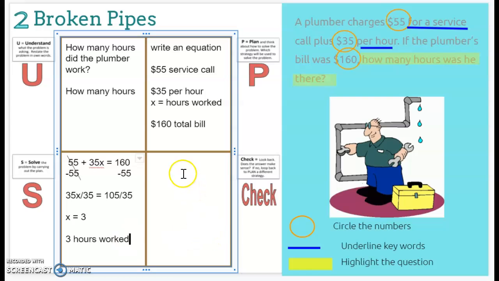Okay, so I need to check that just to make sure I got it correct. I want to check. And so I'm going to take that 3, when I say x equals 3, I'm going to rewrite this equation right here over here. So I have 55 plus 35x equals 160. And now I'm going to plug in where my x is. I'm going to plug in that 3. So 55 plus 35 times 3 equals 160.